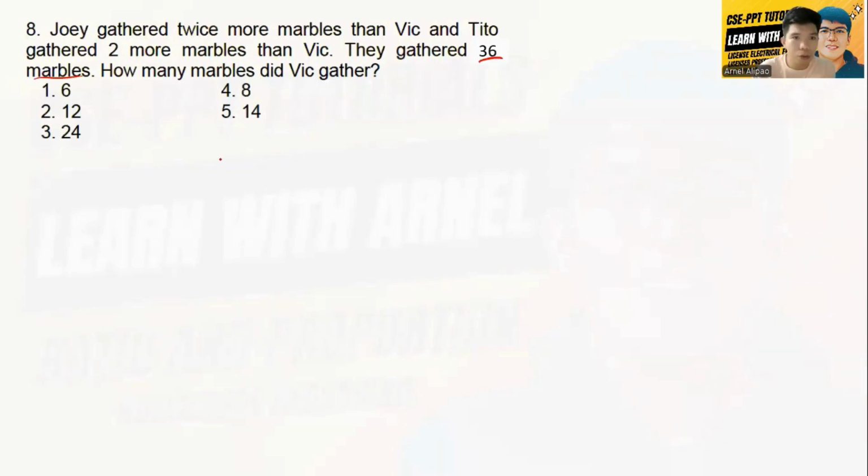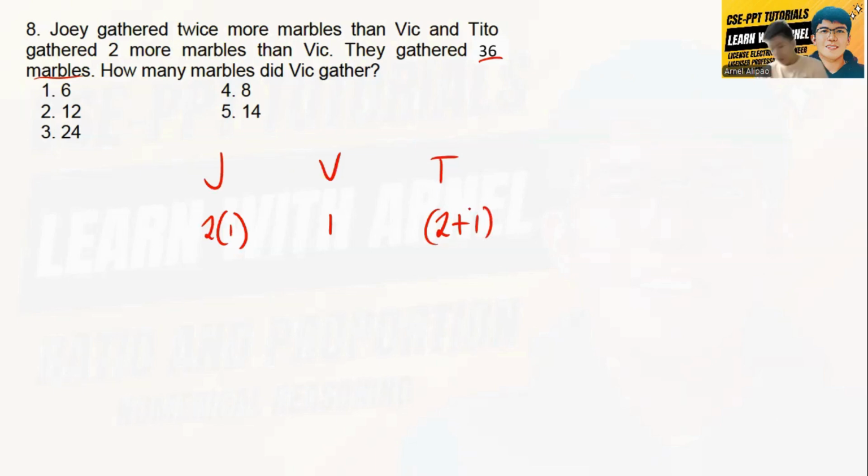We have Joey, Vic, and Tito. Joey gathered twice more marbles than Vic. So meaning if Vic has one marble, Joey gathered twice than Vic. And Tito gathered two more marbles than Vic. So Tito gathered two more. So that's gonna be 2 plus 1 than Vic. So therefore, let's simplify our ratio. We have 2 is to 1 is to 3.